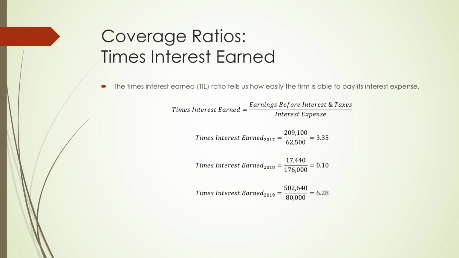And that's probably one of the reasons why in 2019 they're planning to issue a bunch of stock to get that interest expense down. And so you can see in 2019, this is expected to be 6.28, which is a much more comfortable margin than 0.1.